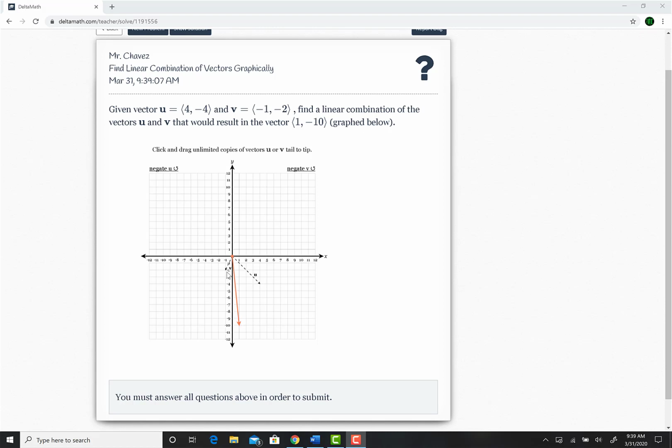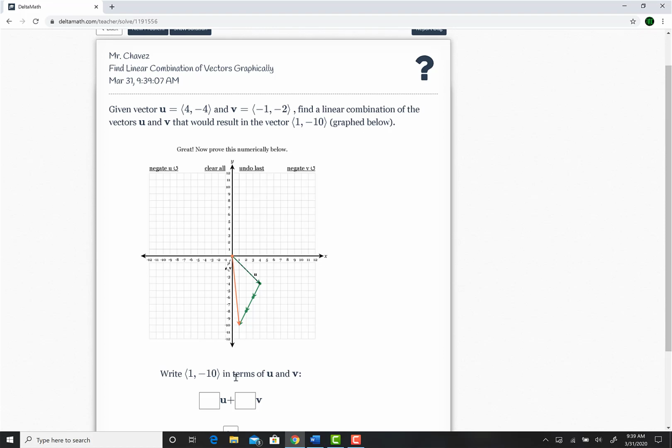So we said, I believe, we put 3 of these. So check it out. If I go bam, 1, and then another one, 2, and then 1 more. And look at that, perfect. So yeah, there it is. So how many u's? We did 1 u there. So 1 of those. And then how many v's? 1, 2, 3.